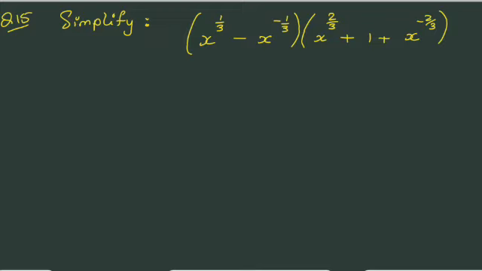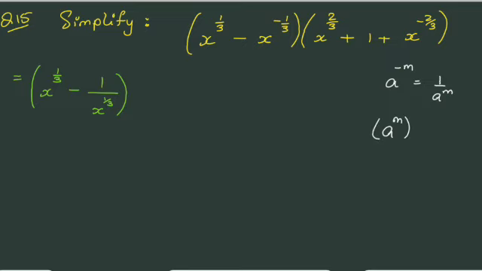But if you see these numbers and powers, first of all, any number raised to a negative power is the reciprocal of the base with the power positive. So if we apply that first, x raised to 1 upon 3 minus 1 upon x raised to 1 upon 3. A raised to m whole raised to n is A raised to m into n. Power raised to power is multiplication of the two powers. We will use that in reverse.